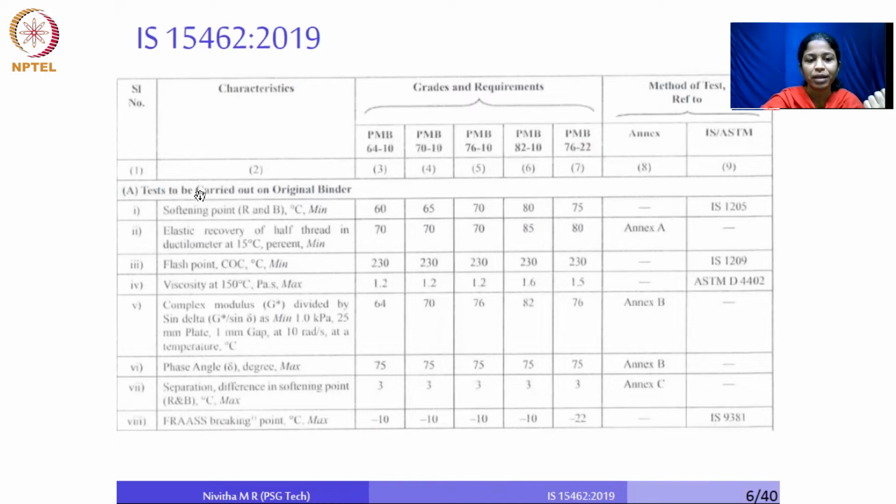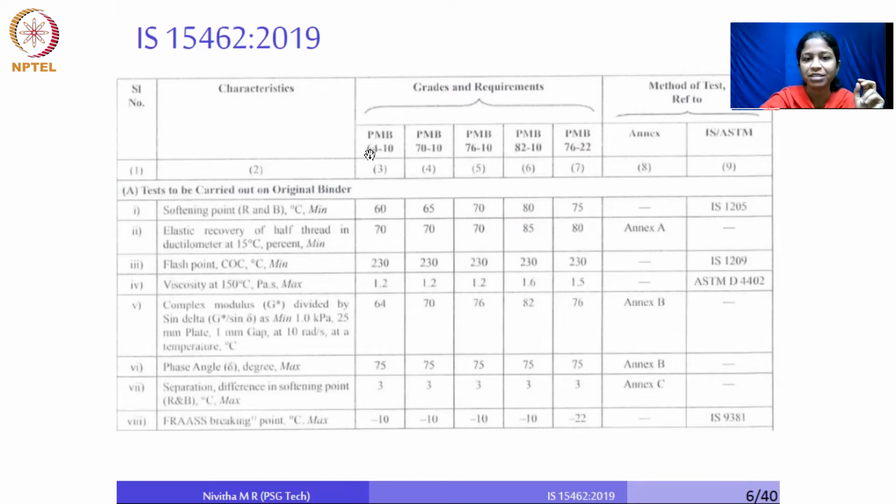Let's start by looking at the test parameters that are specified for the original binder, which is the unaged binder. So we have the softening point as usual, elastic recovery at 15 degrees. So you can see here, whether it is an elastomer or a plastomer based bitumen, you have to meet this elastic recovery requirement. Then flash point, viscosity at 150. Then we have this complex modulus, which is G star by sine delta. As we know, it has to be a minimum of 1 kilopascal, and it should have a minimum of 1 kilopascal value at this particular test temperature. This test temperature is nothing but the grade temperature.